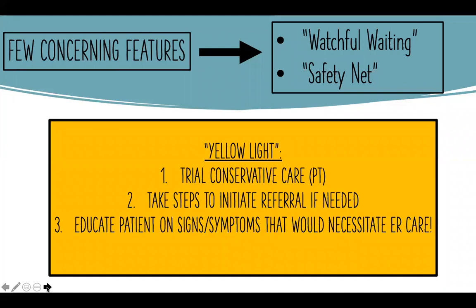Yellow light is we're going to trial conservative care. We have a few things that kind of make us suspicious, but not enough to send that patient off for referral right away. We do want to take steps to initiate that referral, whether it's communicating back with our referral source. We definitely want to educate patients, as stated prior, on things to look out for and things to do if they experience some of these serious symptoms.